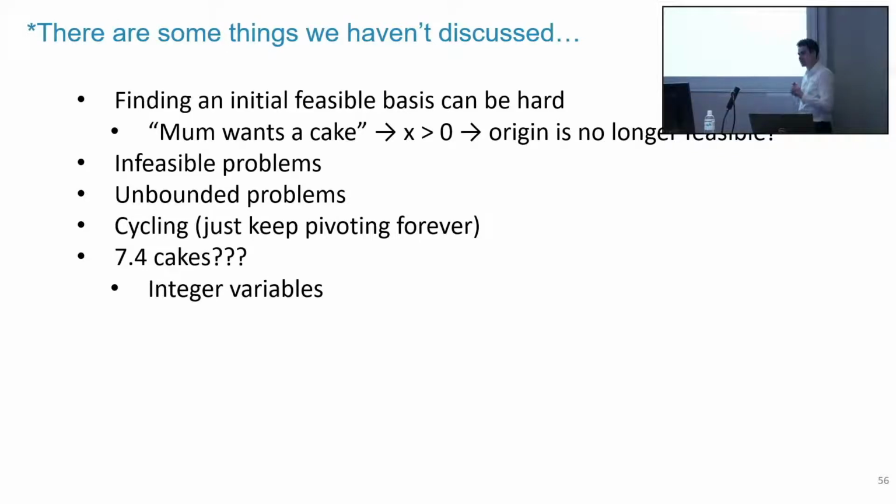So there are a few things we also haven't looked at yet. Finding an initial solution can be really difficult. So imagine if mum says, oh, your grandma wants a cake tomorrow, so x has to be greater than or equal to 1. Damn it. Now my origin isn't valid anymore. I can't just not do anything. When I wake up tomorrow and run this cake stand, I have to bake something. So that has ruled out my origin, and it means now finding an initial solution may be non-trivial. We have an approach we can use to solve that.